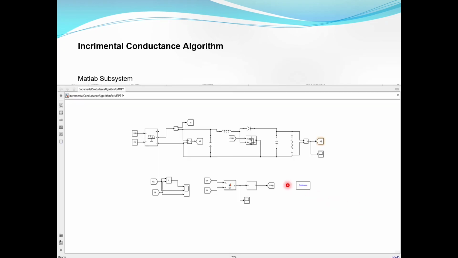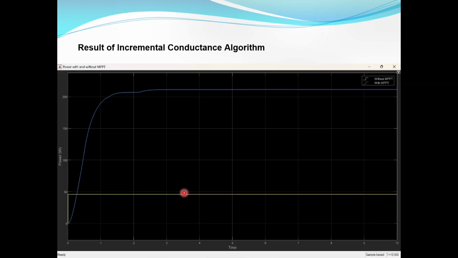And this is the incremental conductance algorithm. This is the simulation of the incremental conductance. Here the temperature is 20 degrees and the radiation is 1000. Here are the output voltage and output current, and this is the simulation of output voltage.